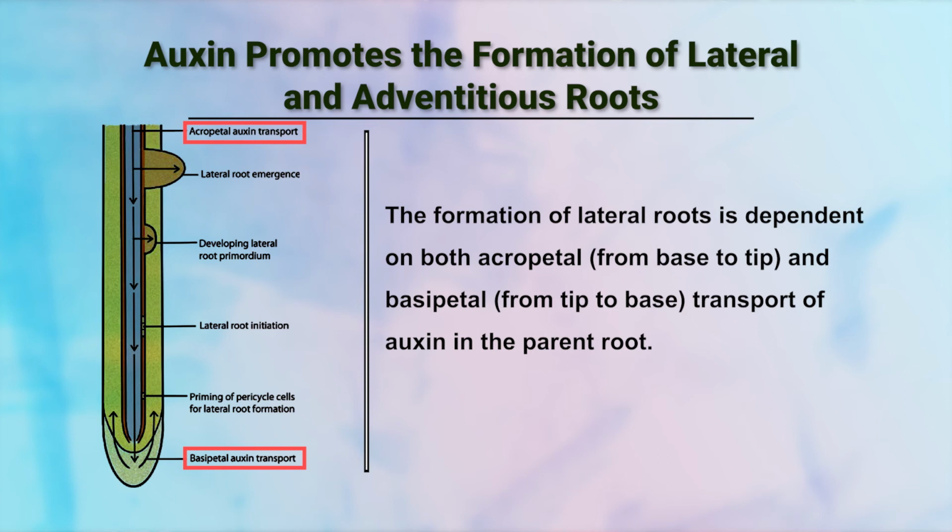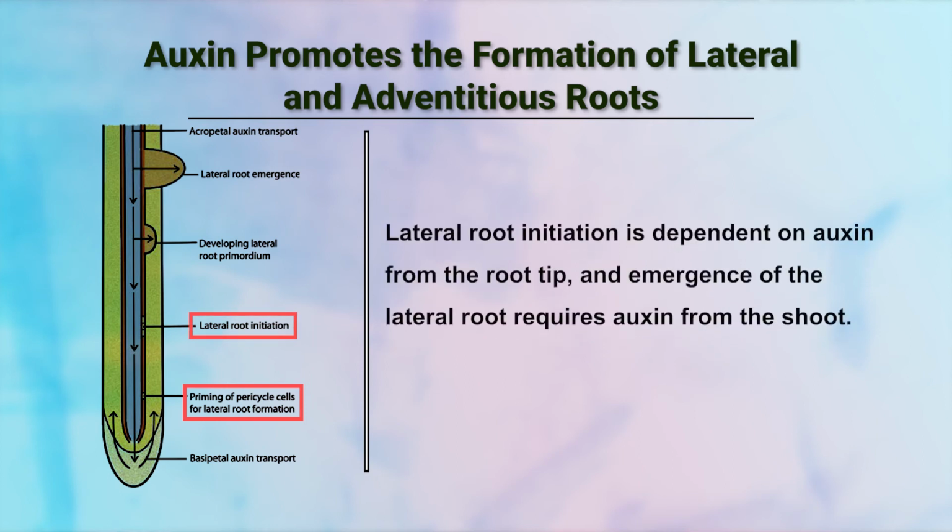Now, due to this flow of auxin, priming of pericycle cells happens. These pericycle cells are the initiators of lateral root formation. As we can see, ultimately the pericycle cells cause initiation of the lateral roots. Eventually, it develops into a lateral root primordium and finally the lateral root emerges out.